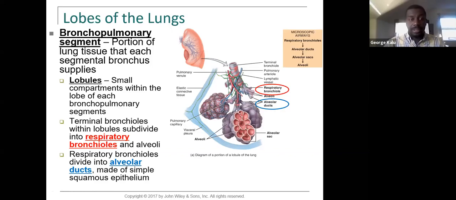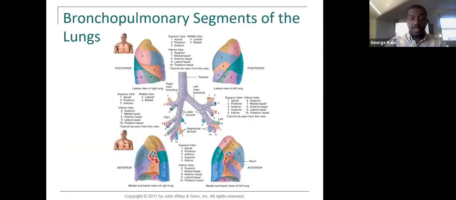So that's that. This is what the bronchopulmonary segments would look like. Again, in each lobe of the lung, there's going to be multiple different bronchopulmonary segments, and each of these is going to be supplied by a specific segmental bronchus.